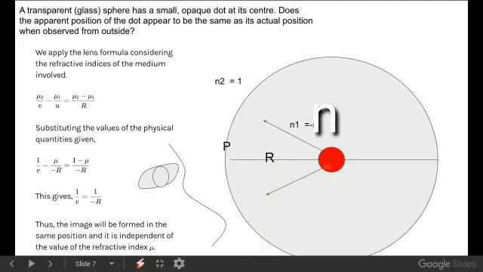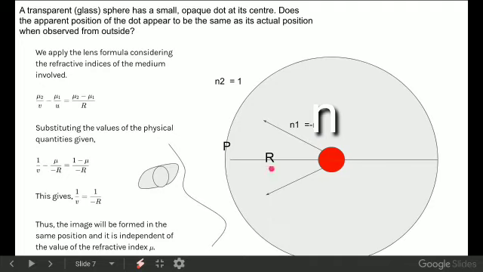Why? Because the object is placed at the center, and the distance from the optic center to the center is equal to the radius of curvature. So should it be taken positive or negative? See, we measure the object distance from the optic center to the object, and the light rays from the object are moving right to left, in the opposite direction.